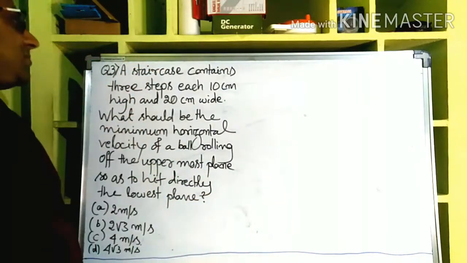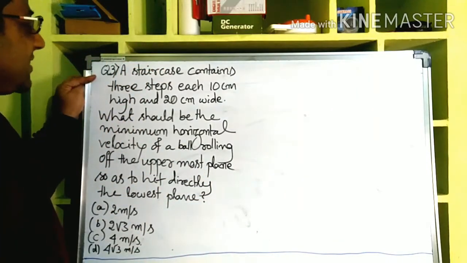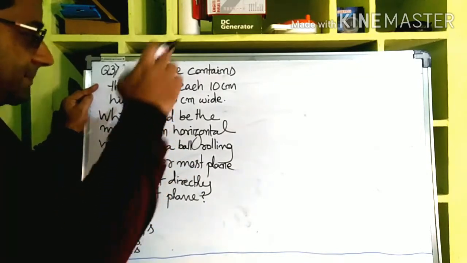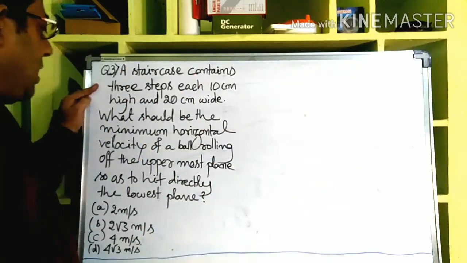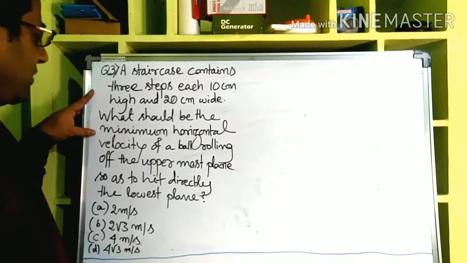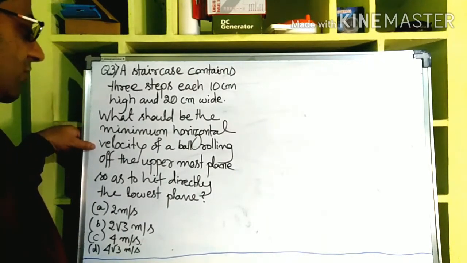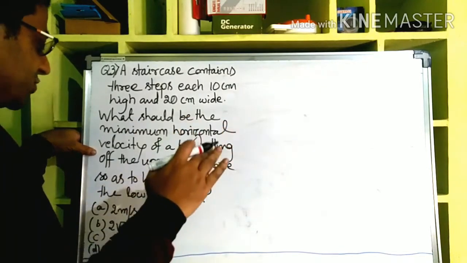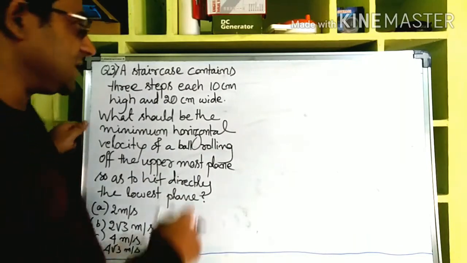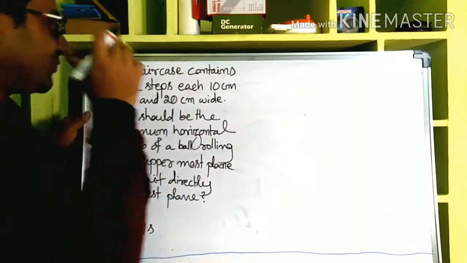Now let's take up this problem. The question is, a staircase contains 3 steps, each 10 cm high and 20 cm wide. What should be the minimum horizontal velocity of a ball rolling off the uppermost plane so as to hit directly the lowest plane? Some options are there. Let's understand what the question says.